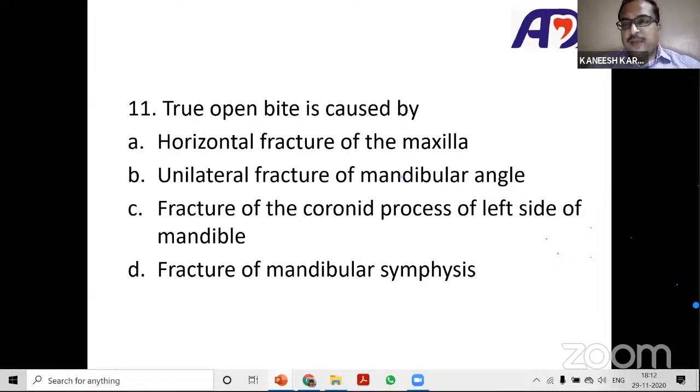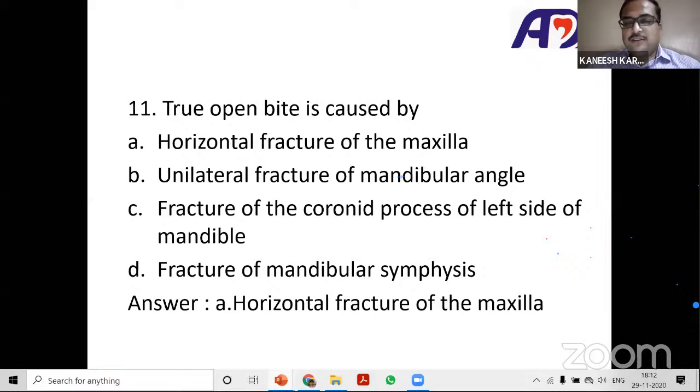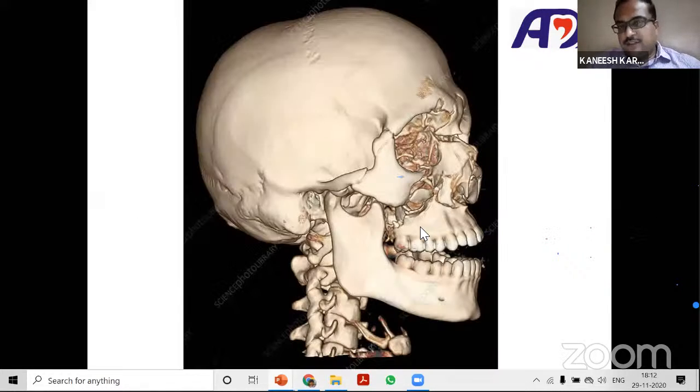True open bite is caused by, yes, horizontal fracture of the maxilla. Because what happens in a horizontal fracture, of course, this is a panfacial fracture, but just see the maxillary part. The horizontal fracture of the maxilla, that is a Lefort 1 fracture, causes the maxilla to gag in the posterior region. That is the molars contact first, and there will be an anterior open bite.